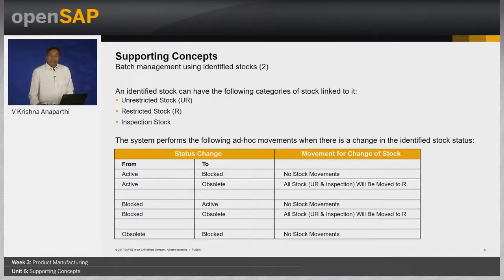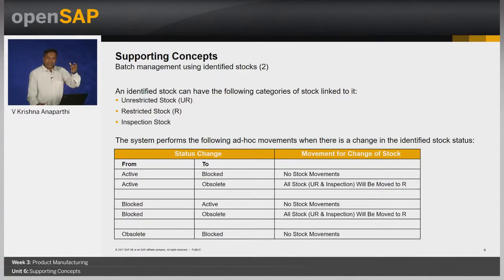Now, once I create an identified stock, in other words, once I have a batch, the batch might or might not have a stock associated with it. Once the stock is associated with the identified stock, it can be unrestricted, restricted or inspection. At the same time, the batch itself can have different statuses. The batch can be active, the batch may be blocked for some reasons, or it might become obsolete after expiry.